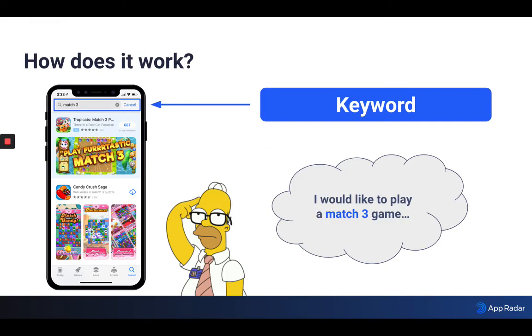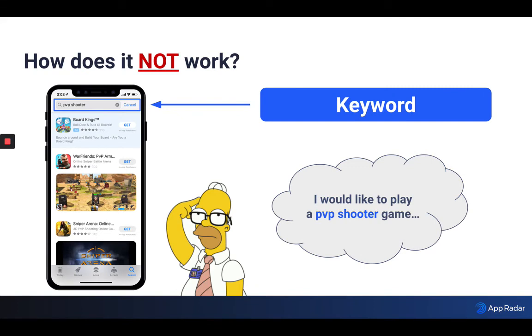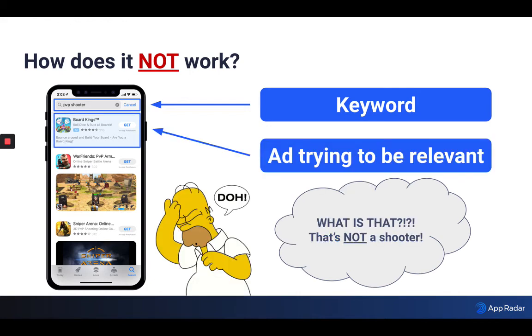So what does it look like? Again, let's say we want to download an app called Match 3, and we look for it, and we get targeted with the right ad, then that's great. That's a relevant ad, so I don't have to continue scrolling and I can download it immediately. However, if you're looking for a PvP shooter or a dating app, and you get an ad for car sharing or roll dice or something like that, then the ad is absolutely not relevant to that keyword.